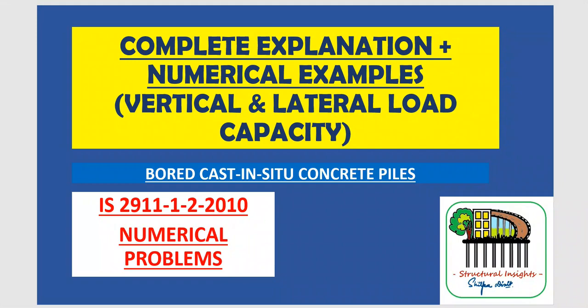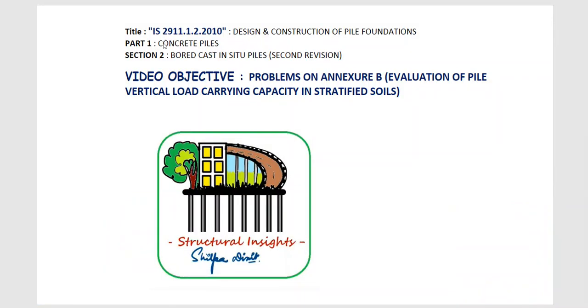In this video, we will be discussing IS 2911 Part 1 Section 2 2010. This IS code is about design and construction of pile foundations. The Part 1 is for concrete piles and the Section 2 of this Part 1 is for poured cast in situ piles. This will be the second revision.